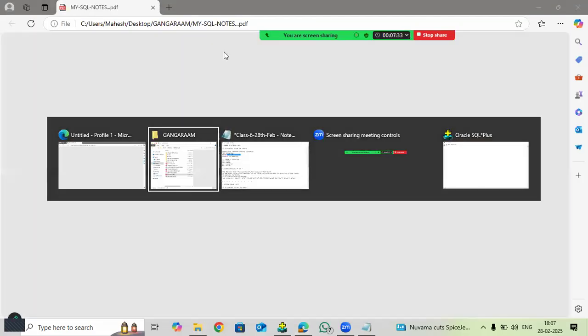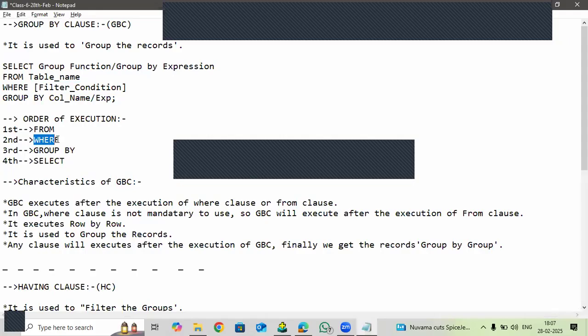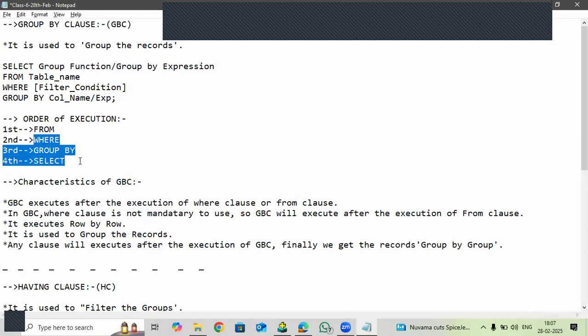And then the order of execution. First, from clause as usual. Second, where clause. Third, group by clause. And at last, select clause. I'll repeat. First, from clause will execute. Second, where clause, then group by clause, and the last one, select clause.